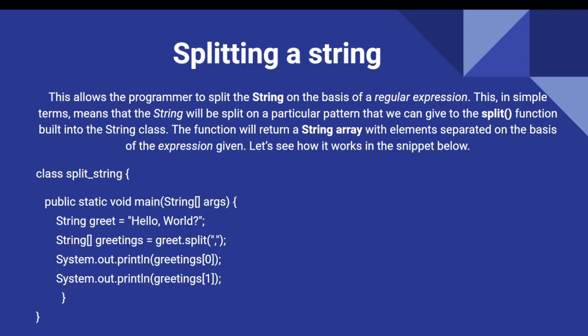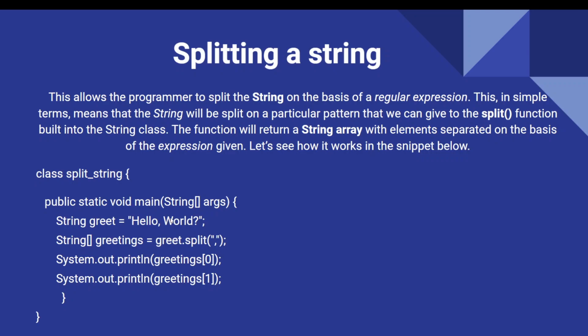The split method for string. This allows the programmer to split the string on the basis of a regular expression. This, in simple terms, means that the string will be split on a particular pattern that we can give to the split function built into the string class. The function will return a string array with elements separated on the basis of the expression given. Let's see how it works in the code snippet here. We can look into the arrays. Once we understand arrays, we can work these examples in Eclipse. For now, we can just see how split is used.